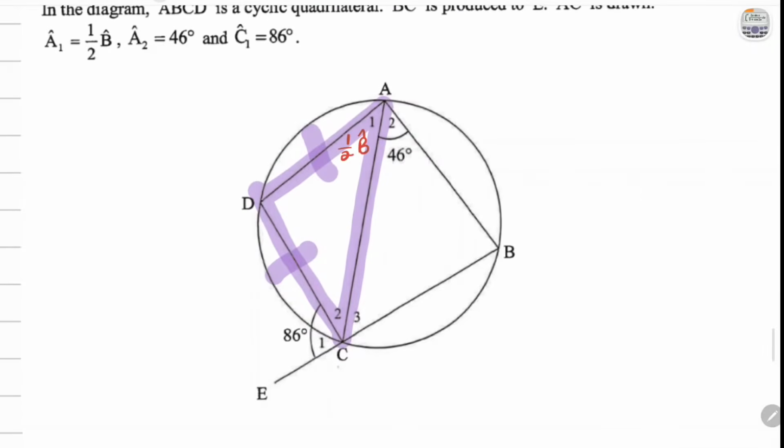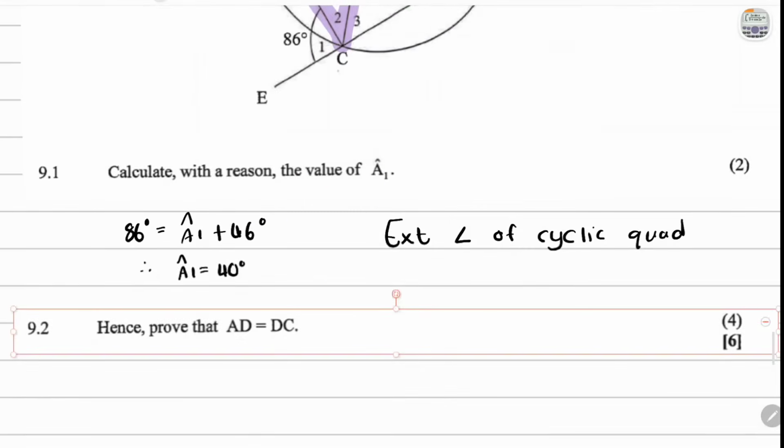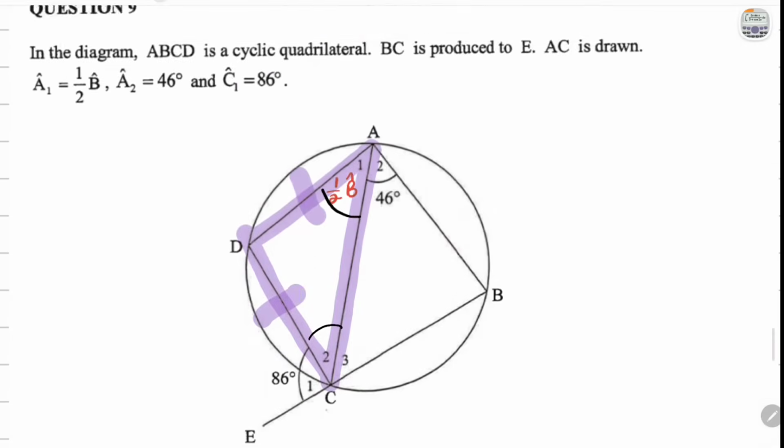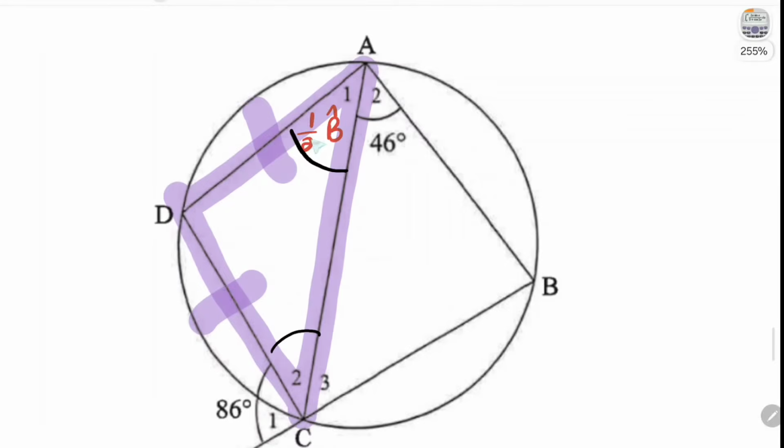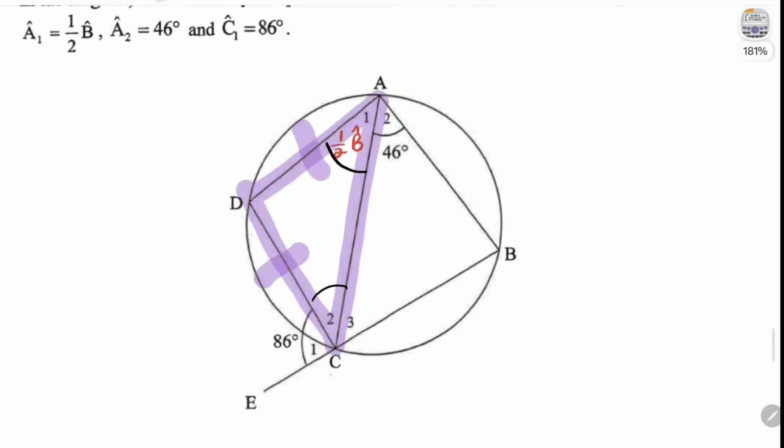So what are the two angles that we're supposed to show are equal to each other? It would be this angle over here, angle A1, and angle C2. Now, we already know what angle A1 is. It is 40 degrees. So all we need to find is angle C2. And we're going to find out that angle C2 really is equal to 40 degrees as well. We already know that angle A1 is also equal to a half of angle B, so this can actually help us find angle B.